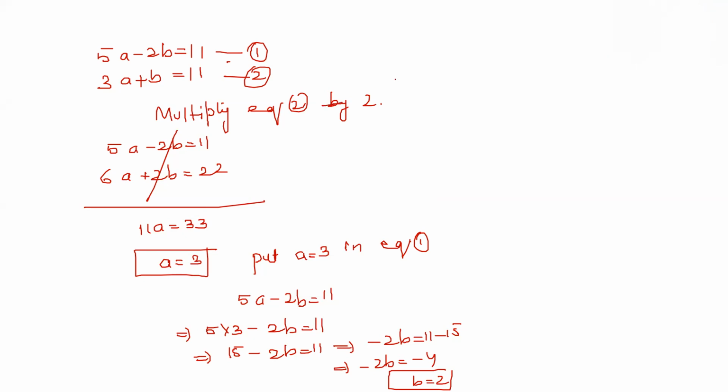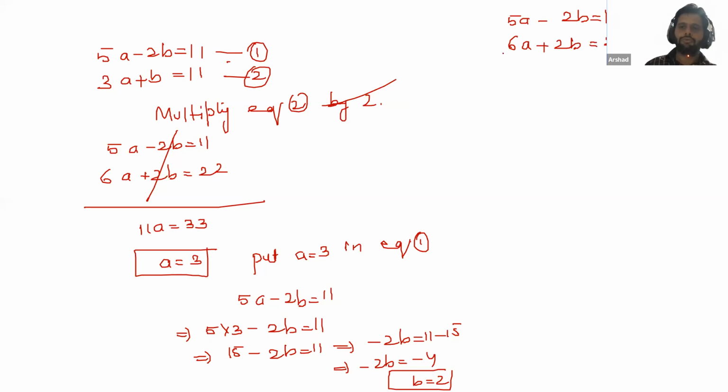Sir, after cancelling, can we subtract 5A and 6A, or we can't? I didn't understand this. We have this equation, okay? 5a minus 2b is equal to 11. And next is 6a plus 2b is equal to 22. Now, if you subtract it, then definitely the sign will change here also. So in the complete equation, the sign will change. So we will not subtract it, we will add this so that this will get cancelled out and here we will get 11a is equal to 33. Is it clear, Abdul? Yes, sir. Okay, that's great.